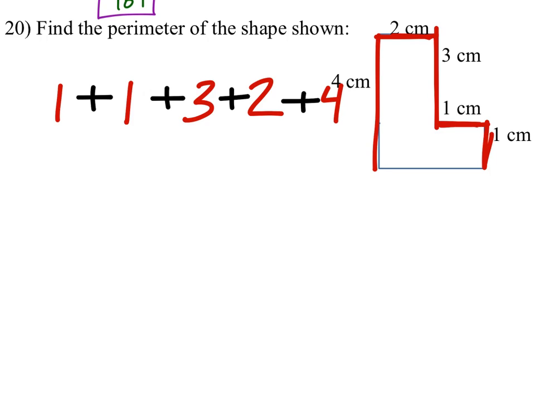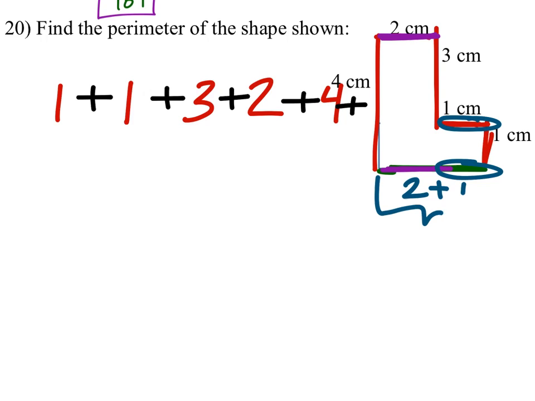But I need to account for this side as well, so I'm going to add that in. I just got to figure out what it is. Well, how do we figure out what it is? Well, we got that side length, which matches up with this one. Is that still visible? Am I using too dark colors? And then we've got this length, which matches with this length. So I've got a 2 and a 1, which means that this side length is a 3 right there. So I'm going to add that in.